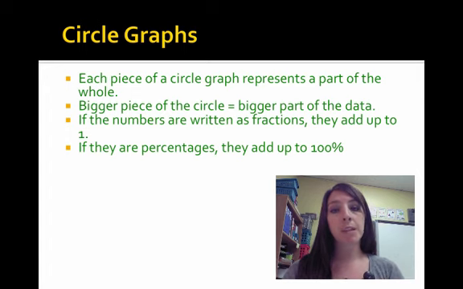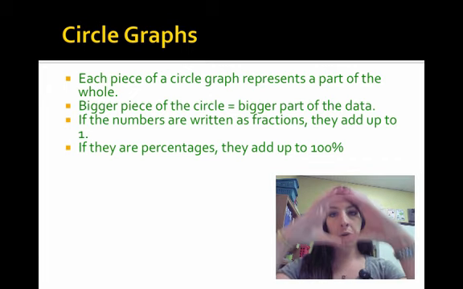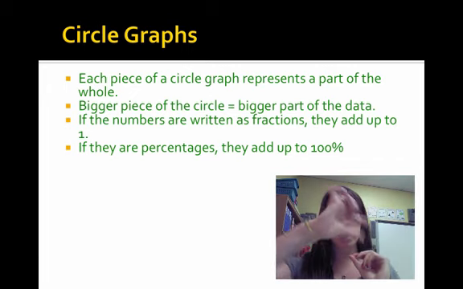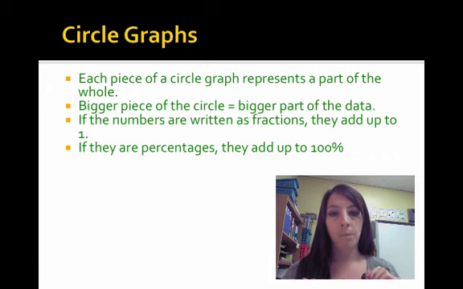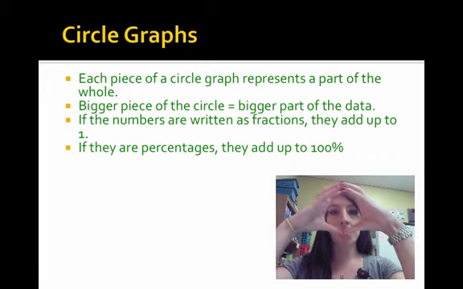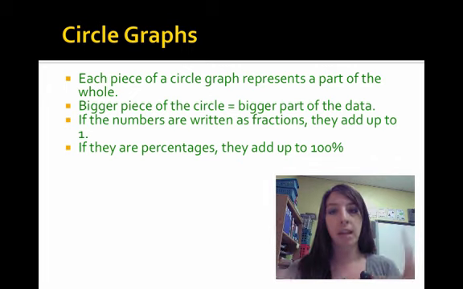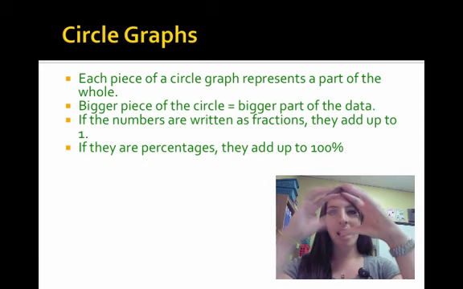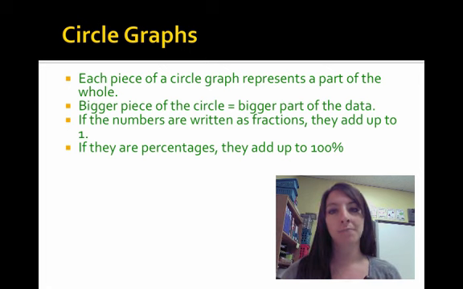If the numbers are written as fractions, they have to add up to 1. Because when you're talking about fractions, your whole number is 1, and each little piece is a fraction of the whole. If they're percentages, your whole number is 100%. If you get all of the tests right, 100% of your tests right, you get 100% on the test. Okay? And each little piece is a fraction of that.